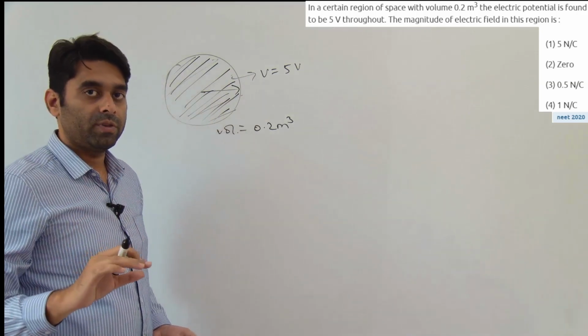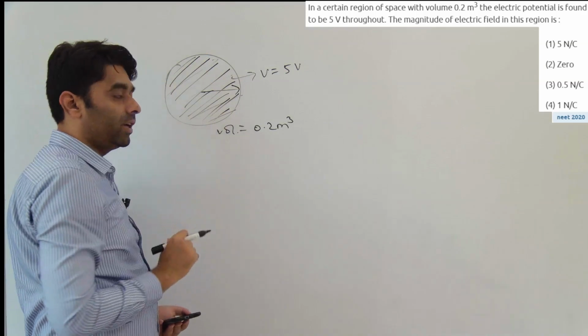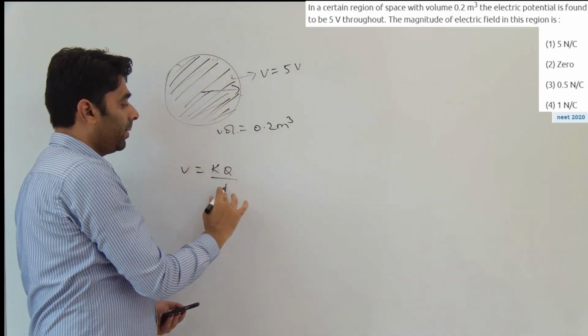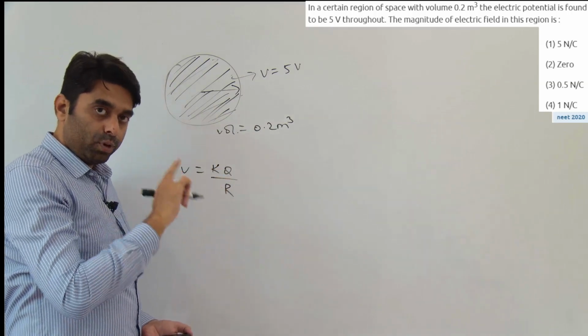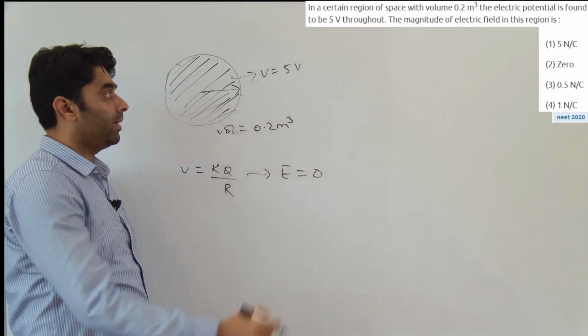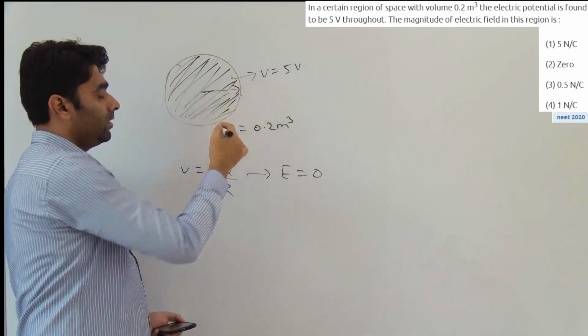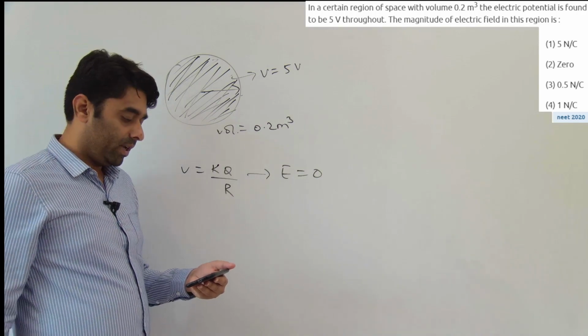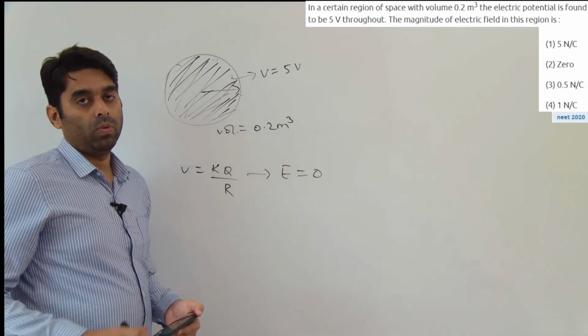Spheres, think about spheres. In a hollow sphere, inside throughout the potential remains same, kq by capital R, and potential is same, whereas electric field is what? Zero. Electric field throughout inside is zero. So which option will we get for the magnitude of electric field in this region? It will be option number 2, 0, right?